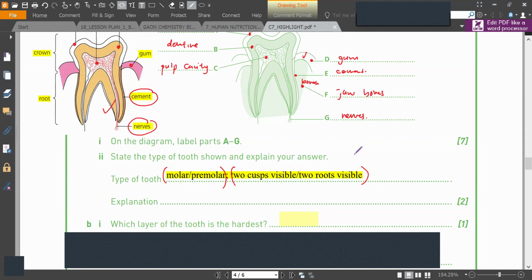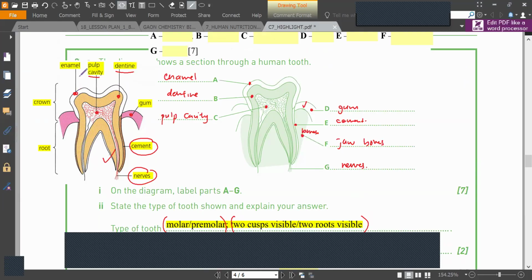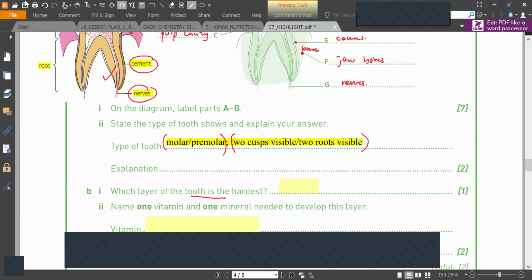Which layer of the tooth is the hardest? The hardest layer will be the outside layer, which is the enamel, which protects our tooth.